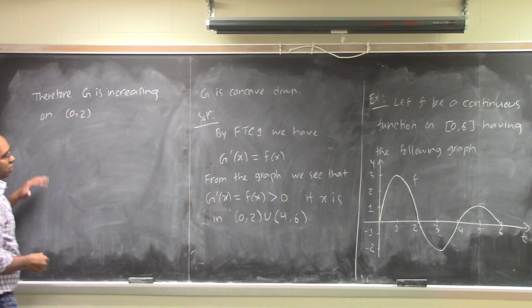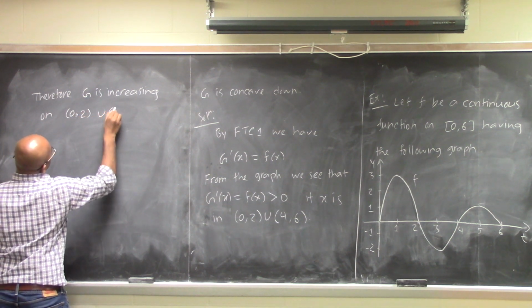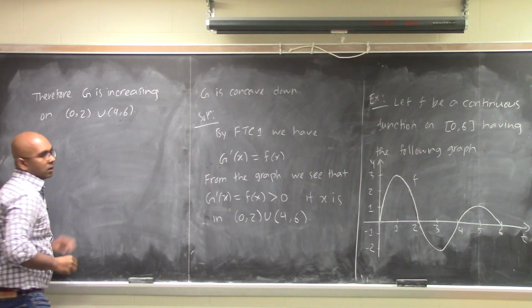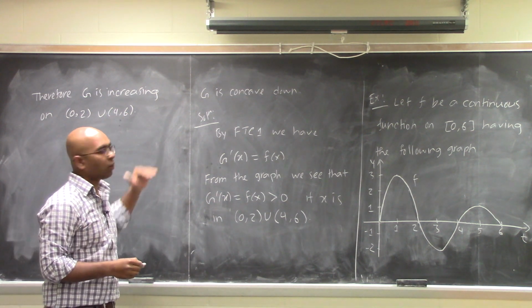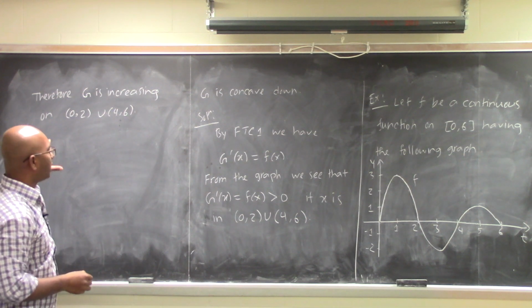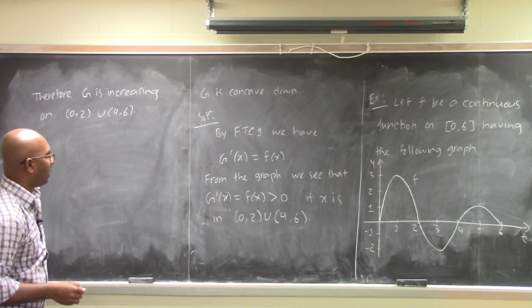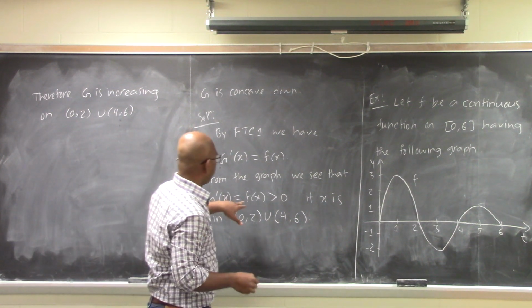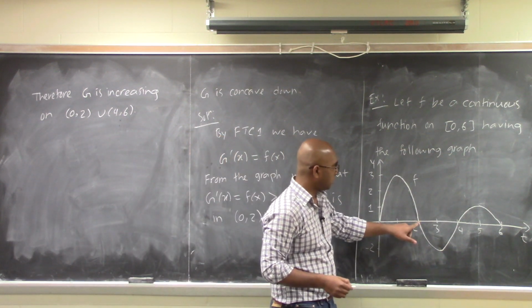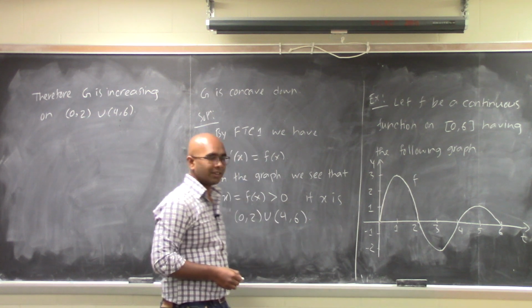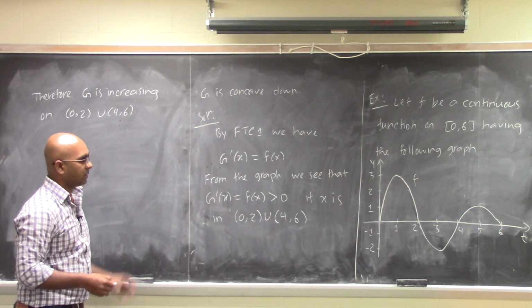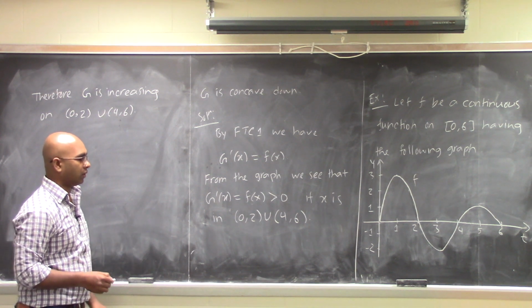On the interval 0 to 2 and 4 to 6. Okay, that solves part 1 of this question. Actually, from here you can also get where capital G is decreasing. Notice f is negative on this interval 2 to 4, right? So G prime of x is negative on 2 to 4. That means capital G is decreasing on 2 to 4.